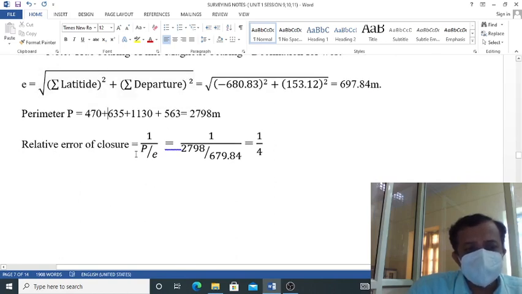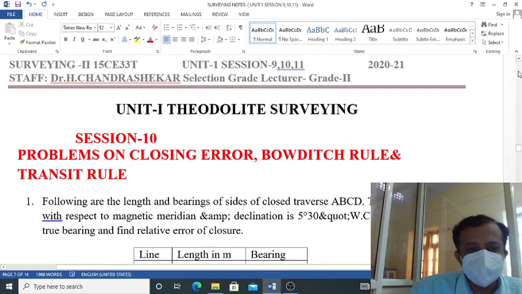Then the relative error of closure is given by 1 divided by P by E, where P is the perimeter of the traverse and E is the closing error. If you substitute and simplify, you get a value equal to 1 by 4 or 0.25. That 0.25 is the relative error. So we have solved the problem on closing error.